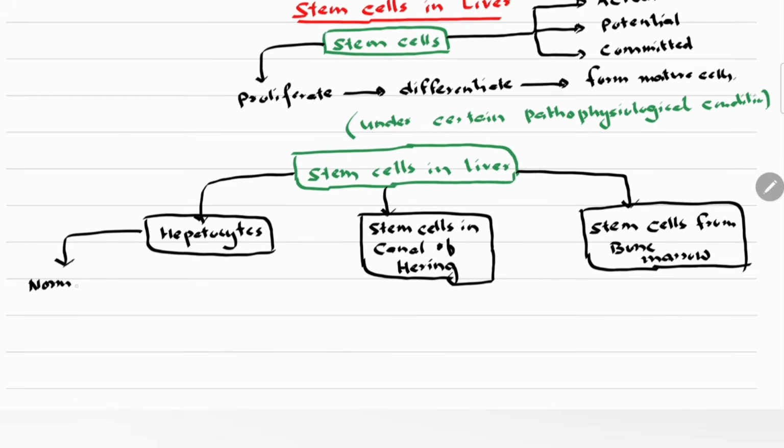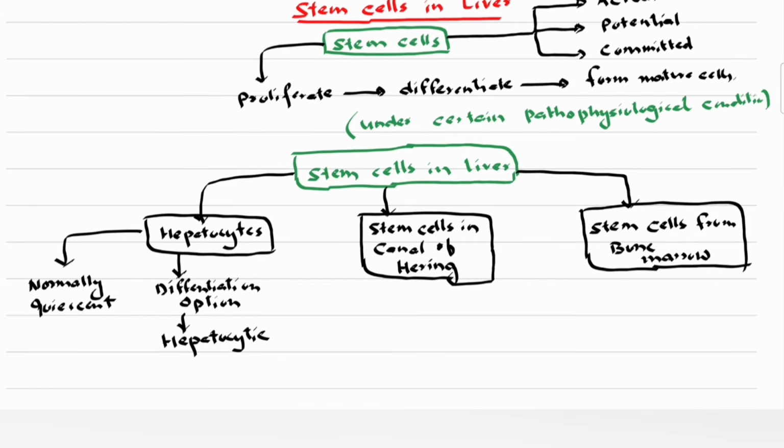Now coming to hepatocytes as stem cells in the liver, they are normally quiescent. That means they are normally dormant. They become activated under certain pathophysiological conditions, like after hepatectomy, and their differentiation option is only hepatocytic. That means they form only hepatocytes.